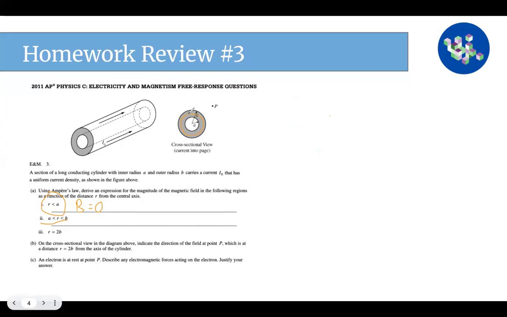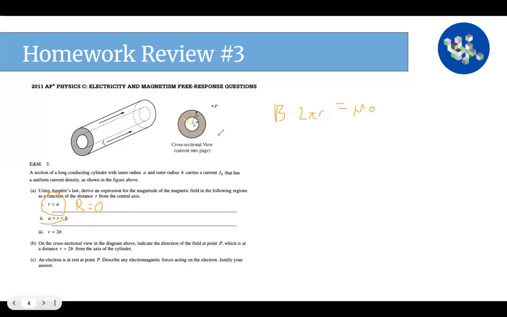This is my Amperian loop, and it has a radius of small r. So this over here will be small r. Okay, so if I do Ampere's law again, I have B times 2 pi r, that equals mu zero times the enclosed current.